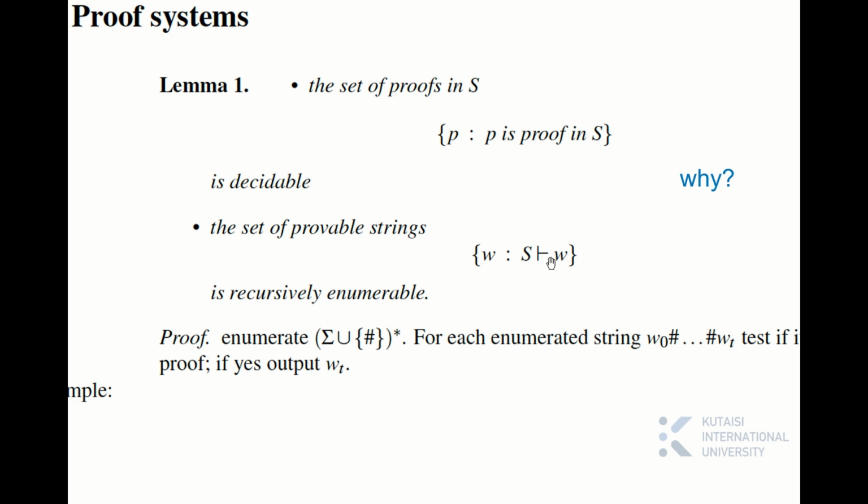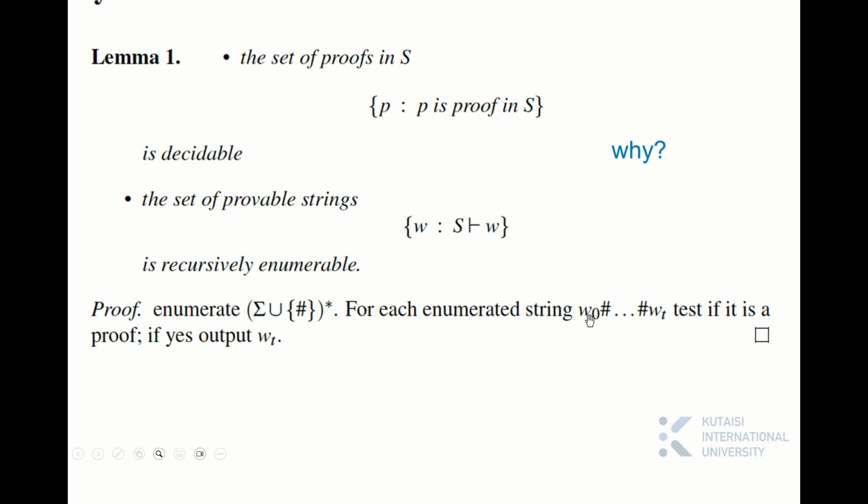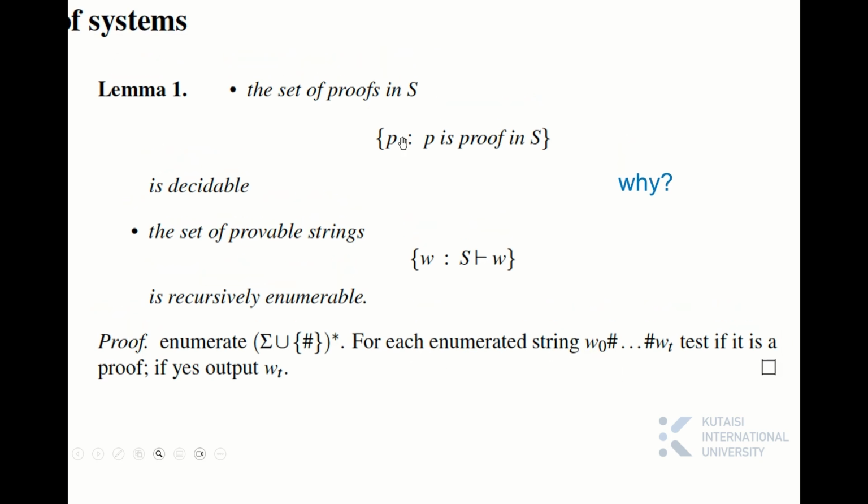However, it's recursively enumerable, meaning it has an acceptor. How? Acceptor meaning if the string is provable, eventually you can find the proof. How? You just go over all possible combinations. So you enumerate all possible strings. You take all possible letters you can write down. This is finite, right? You take all possible strings, all possible combinations. You enumerate them by length and then lexicographically. And for each string, you test if it's a proof or not, because you can do that.